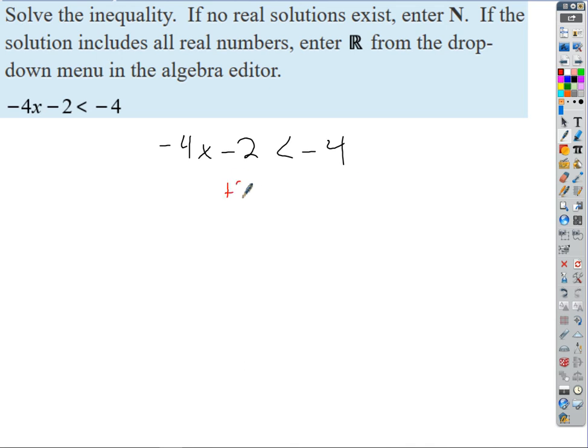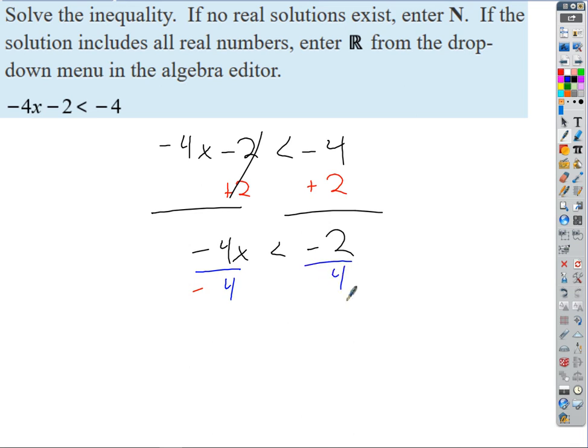So we add 2. What's that, -2? You said divide by -4, right? Okay, so far so good. That cancels the -4's, right? And we get an x on this side. On this side, -2 over -4 is +1/2.